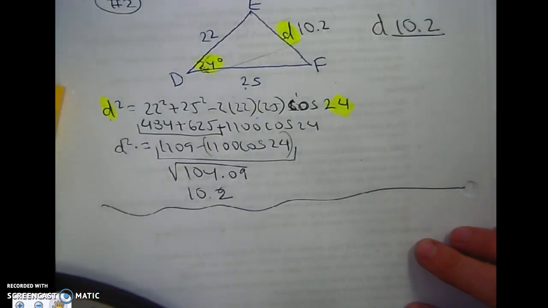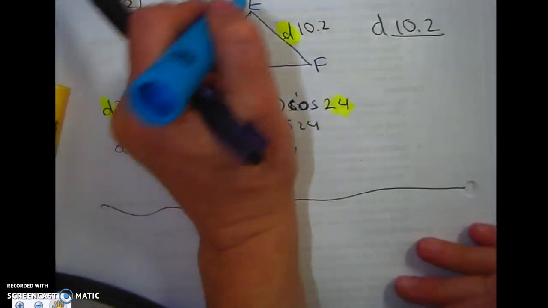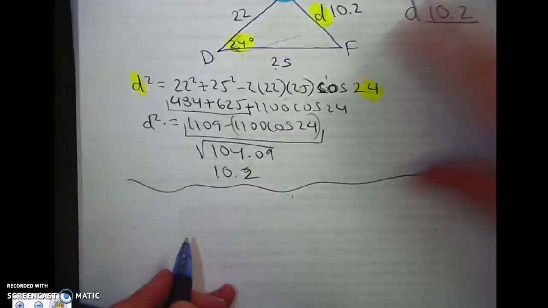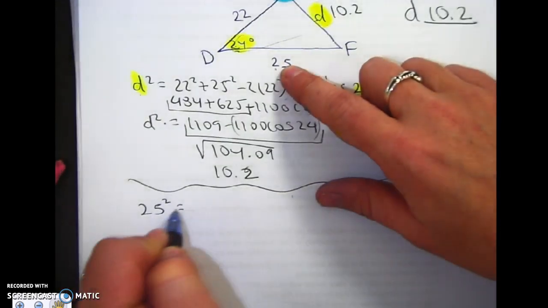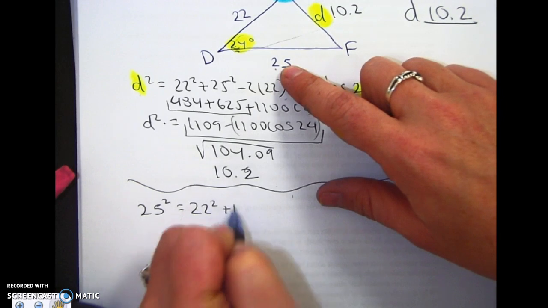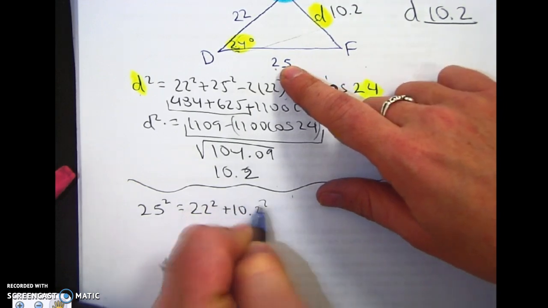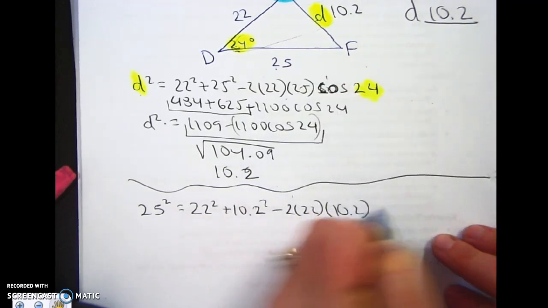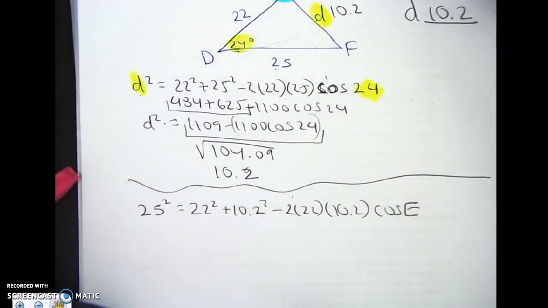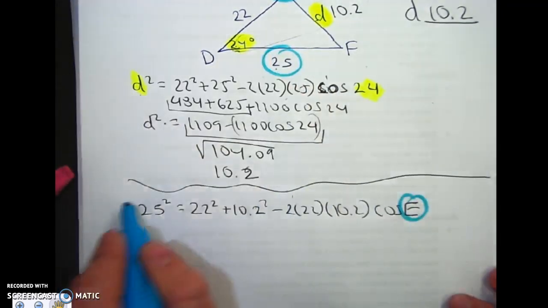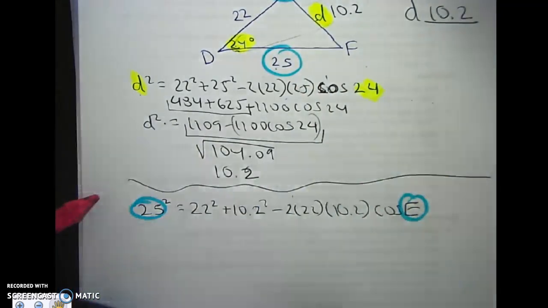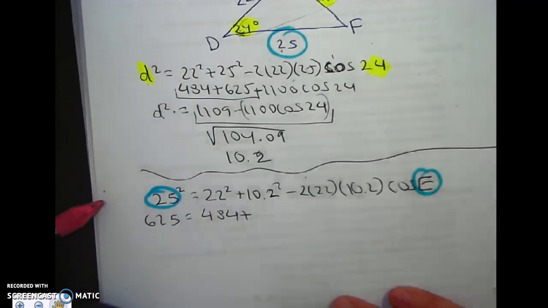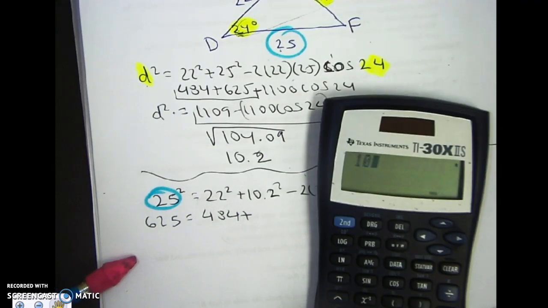So now I'm going to find a different thing. I'll find angle E because I feel like it. Okay, so if I'm finding angle E, that means I know E squared equals A squared plus B squared. I know they're not A and B, but whatever. Minus 2 times 22 times 10.2 cosine of E. There's my E. There's my 25. They're on the outside. Now I'm going to simplify. And I got my 10.2.